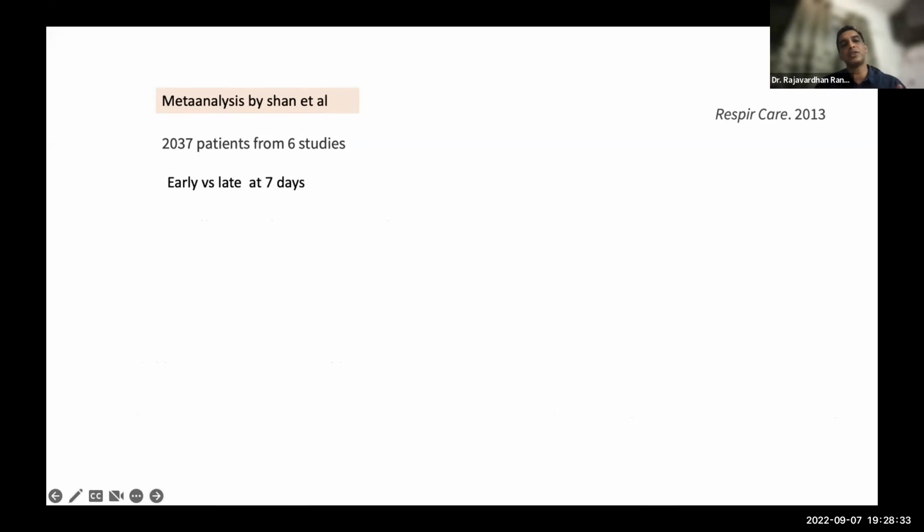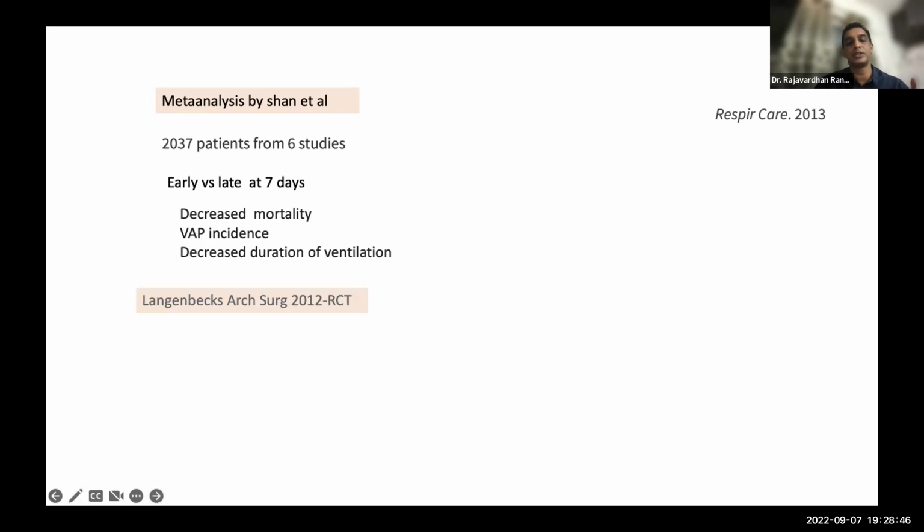Here they divided tracheostomy into early versus late. This is in 2013. They found decreased mortality, decreased VAP incidence, and decreased duration of ventilation with early tracheostomy. Okay, but as I told you, these are more of observational studies.